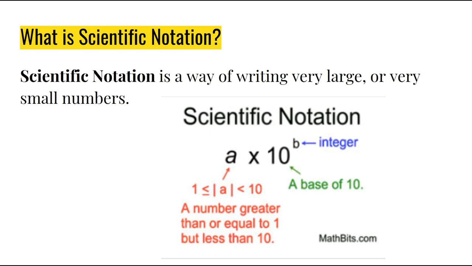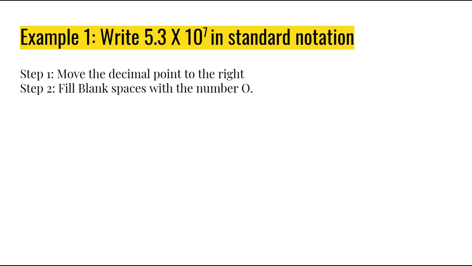So first, we're going to work with turning numbers from scientific notation into what we call standard notation, and standard notation is just our normal way of writing numbers. And then we're going to reverse it. We're going to take something in standard notation and learn to write it in scientific notation. First thing, we're going to take something that's in scientific notation and we're going to turn it into standard form.